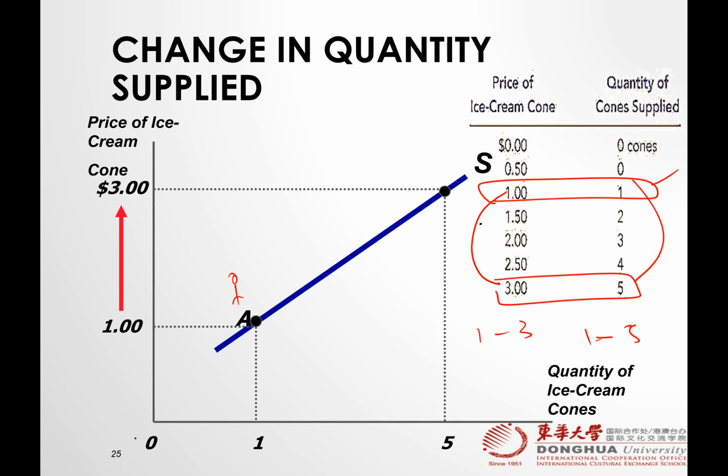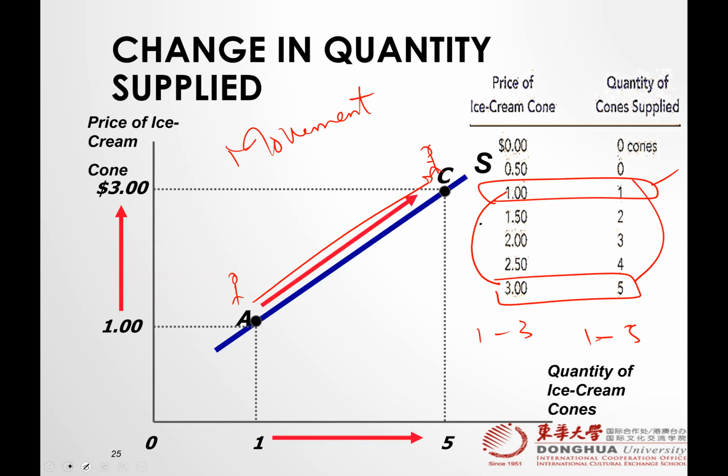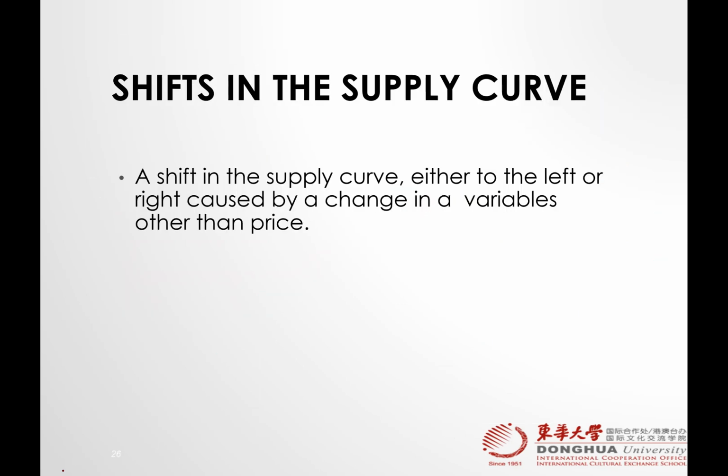So that's why we don't have to make a new curve. We are on the same supply curve. So this transition from A to C, we call movement along the curve, right? S means supply curve.